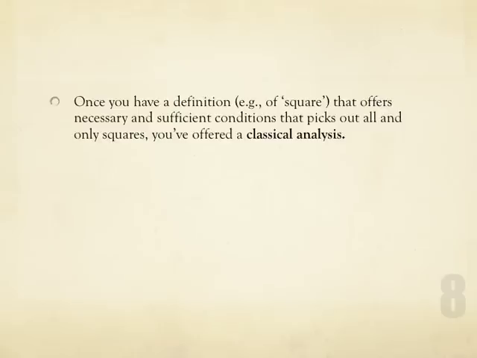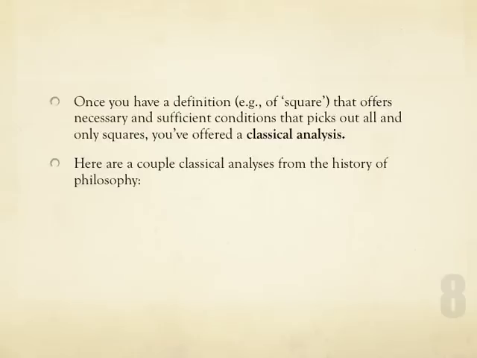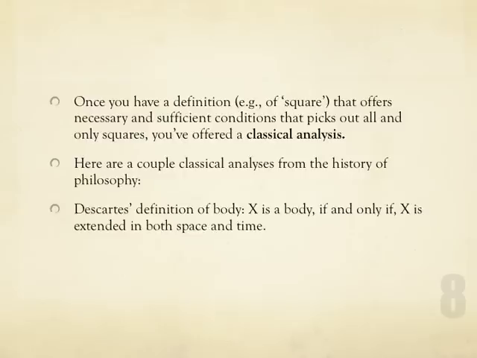Okay, so that was a classical analysis. So here are a couple other ones from the history of philosophy. One goes back to this French philosopher, Descartes. And Descartes defined body, not like a flesh and blood human body, but a physical body in general. He says it's a body if and only if it's extended in both space and time.